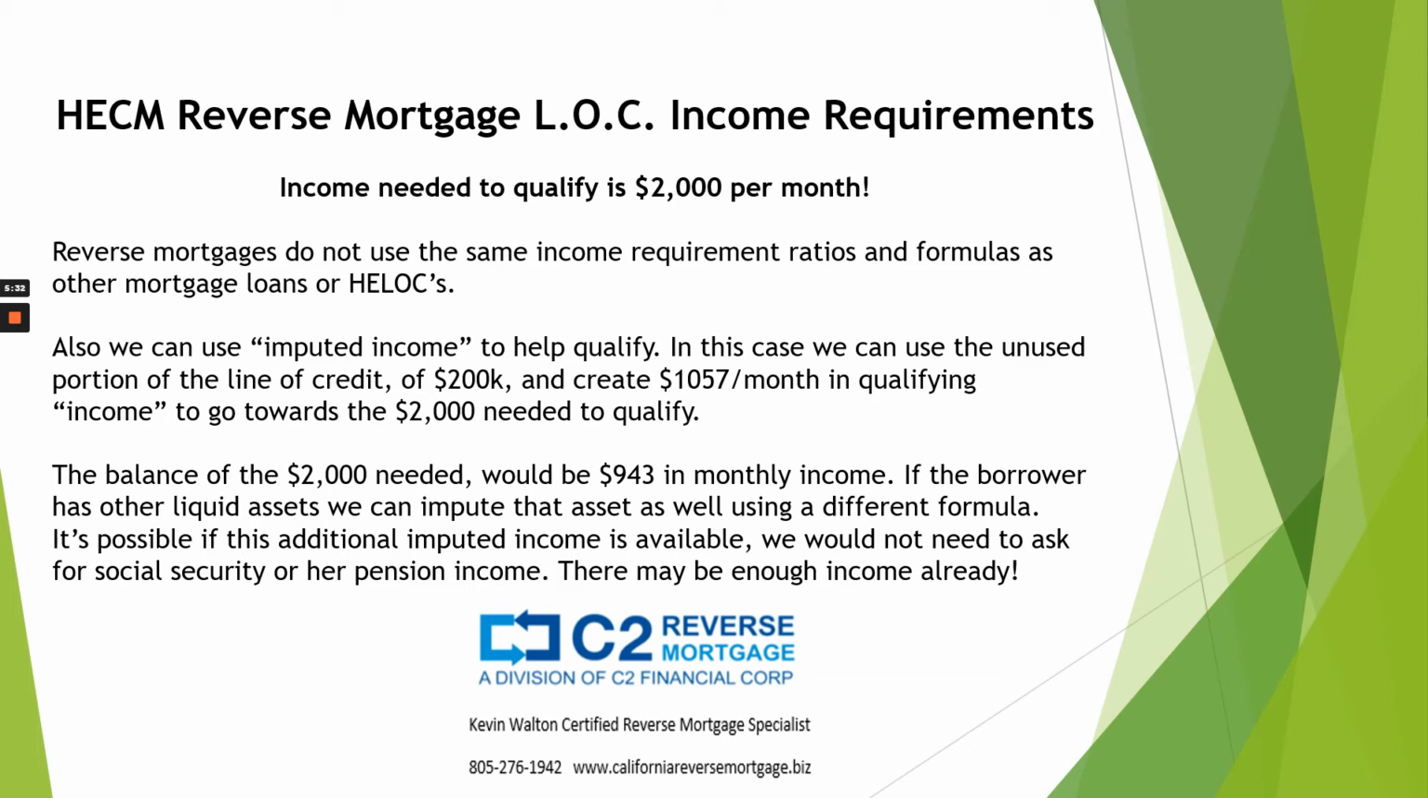Now, in her case, she had other liquid assets. She had a 401k that was passed down, and also some checking and savings assets. We imputed that income as well, using a different formula than the above scenario that I just described, and we were able to pull out an additional $1,000 a month in qualifying monthly income. So even though she got Social Security and a pension, I didn't even have to ask her for that documentation. It made it so much easier. There was already enough income to make this loan go.